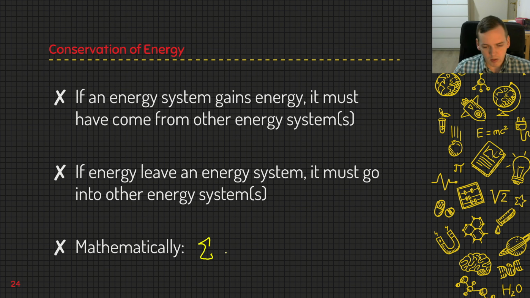Either the total change in energy equals 0, or the total energy initially equals the total energy after. So the initial energy equals the final energy totals, or the total change in energy equals 0. And both of these forms are useful for different situations.